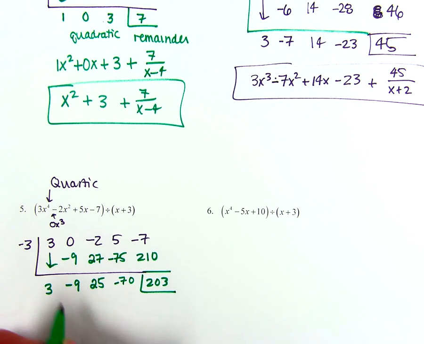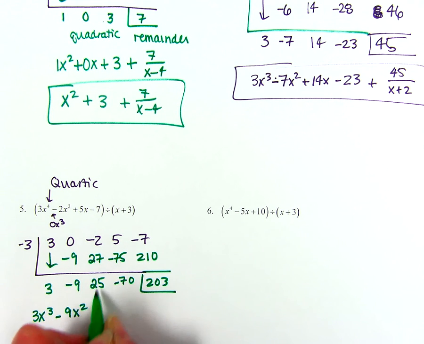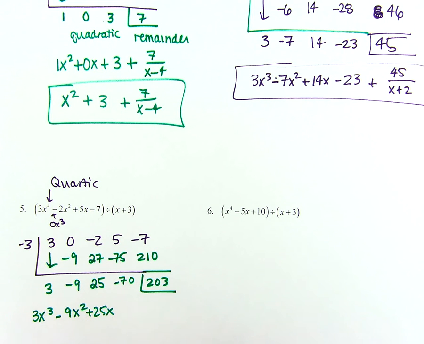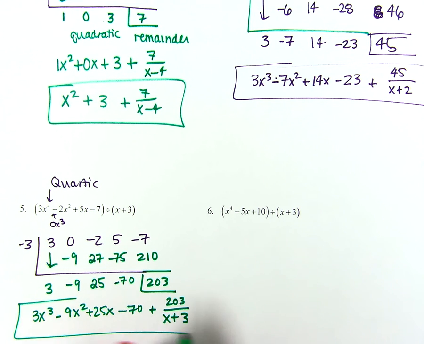Okay, this was x to the 4th, so this must be 3x cubed. And then keep going 1 degree less. So negative 9 x squared, 25 x to the 1st, and negative 70 with no x's. All right, so then I've got 203 as my remainder over x plus 3.